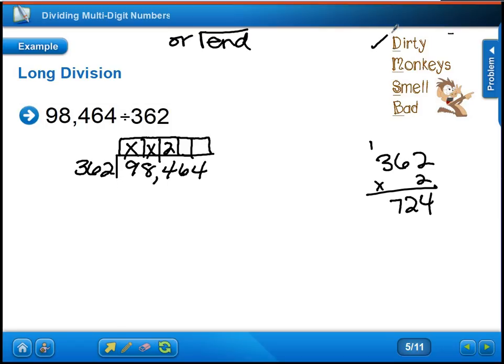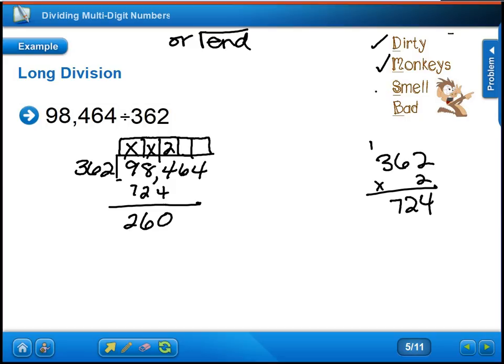So I divided, I multiplied, and I got 724. Now I'm going to subtract. I got 0. 8 minus 2 is 6. 9 minus 7 is 2. 260 is smaller than 362, so I am on track. If this number was larger than 362, that tells me that I could make more groups, and so this number up here in my quotient would have to be larger.